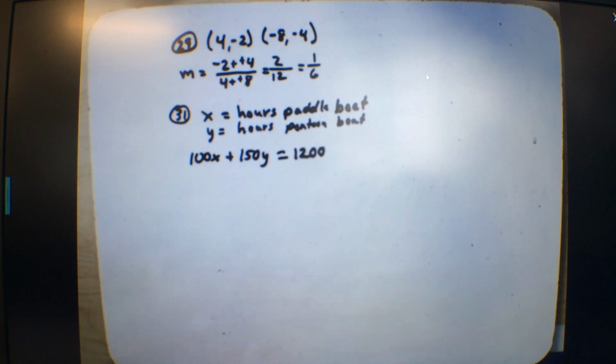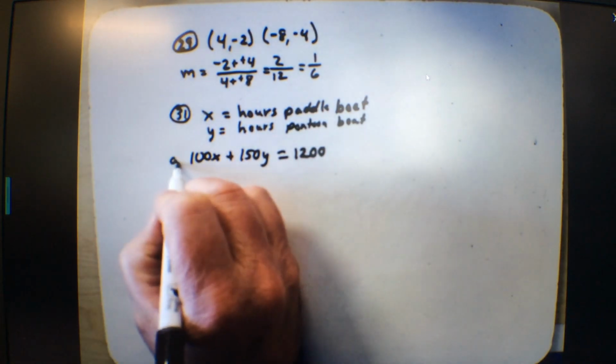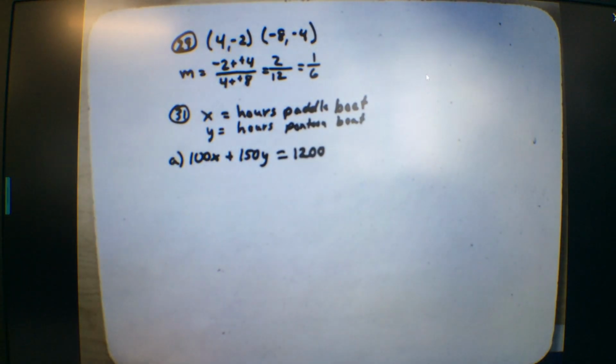Write an equation in standard form. So that's A, right? That's A. Now we skip B because that's really hard to graph. So let's go to C, and it says if you rent a paddle boat for 6 hours, how many hours can you rent the pontoon boat? All right. Paddle boat for 6 hours.